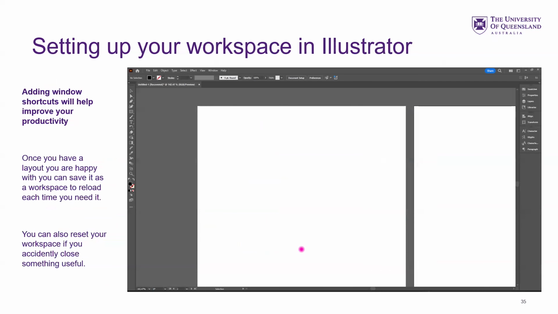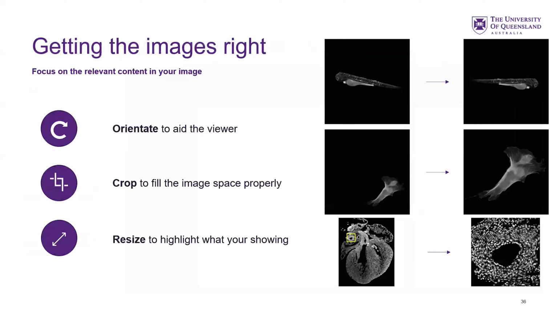So that's what my workspace looks like with these things stored down the left. Once you're happy with the layout, you go up to Window, and then there's a Workspace button, and you click Save Workspace. And if you accidentally close one of these, you can just click Reset Workspace. You can have one for video, you can have one for whatever else you do.